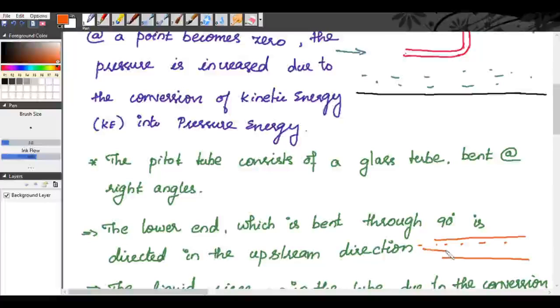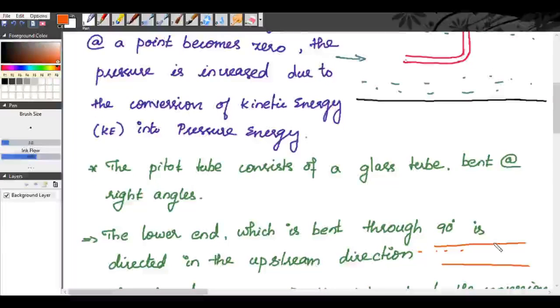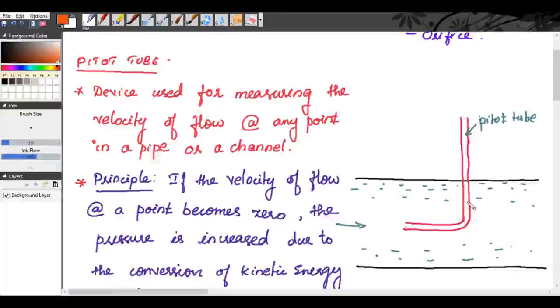If your water is flowing like this, the 90-degree lower end should be directed in the upstream direction, so that it looks towards the oncoming flow. You can see that in the diagram. This is your 90-degree pitot tube. The lower end of the pitot tube is 90 degrees and is directed towards the upstream direction, because water is flowing from here to here.